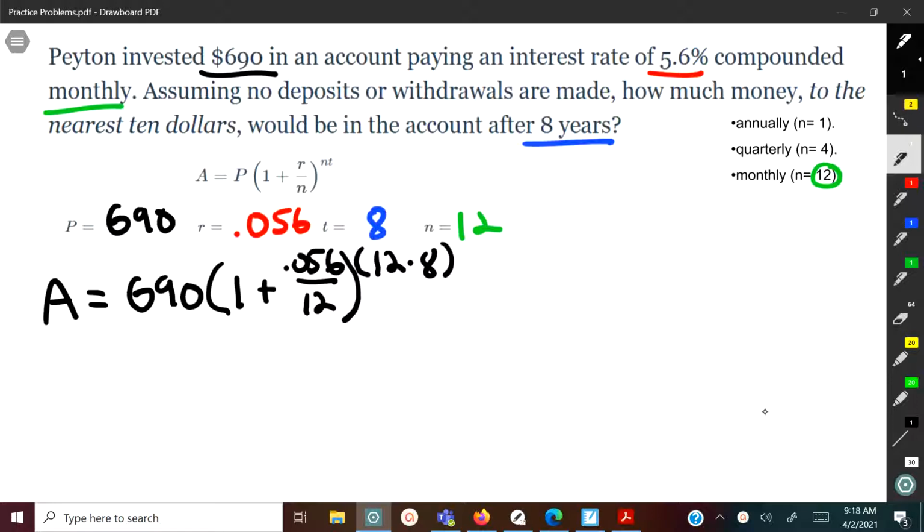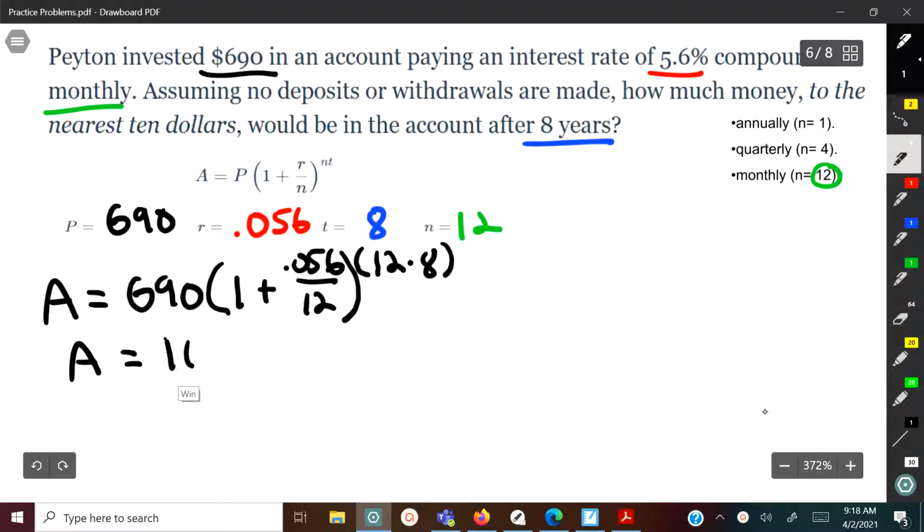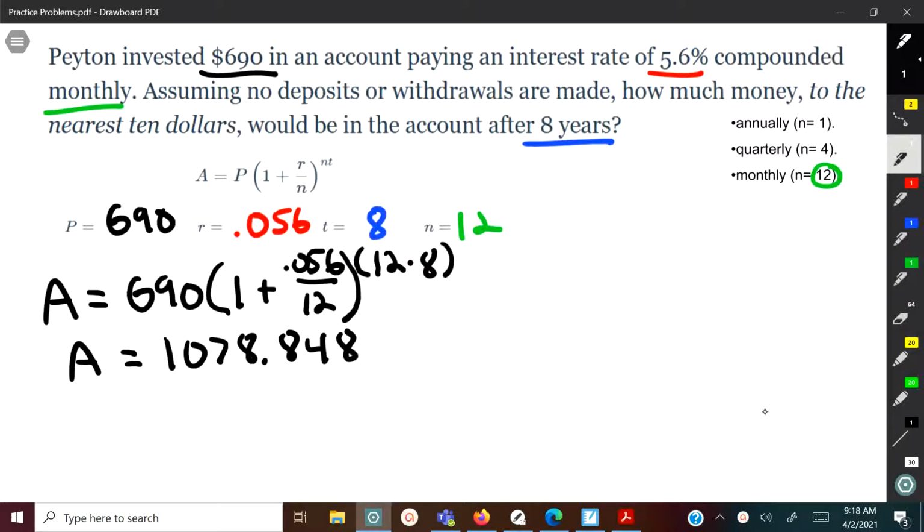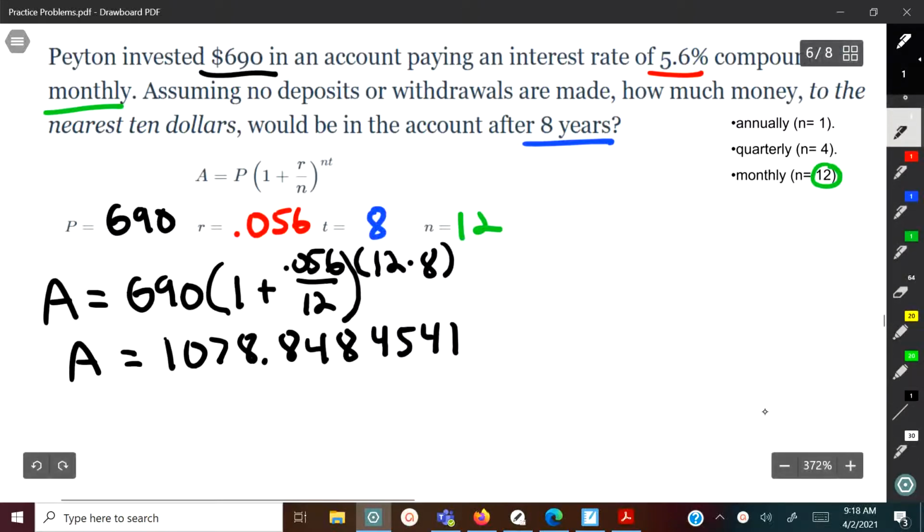Now we'll go ahead and type that into the calculator, and when we do, we get this big number here, 1078.84541. Okay, and on this one, we're rounding to the nearest $10. So I'm looking here at this 7, seeing the 8, which is 5 or more, so you raise the score. So that leaves 1,080.